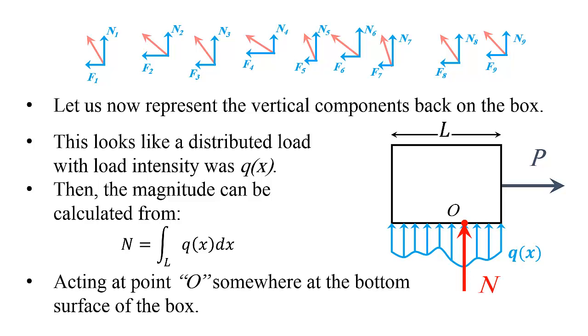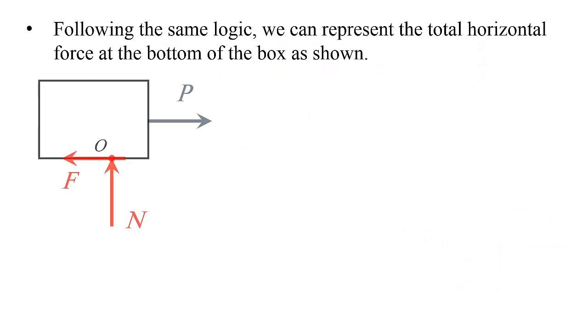Acting at a point O somewhere at the bottom surface of the box is the resultant of the integration, or the magnitude, and this is the total normal force acting at the bottom of the box. If I follow the same logic, I can basically show that F can be represented at any point along the surface, just like in this figure.